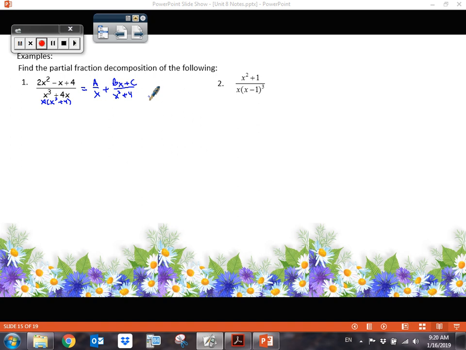Okay, the next step, we're actually going to multiply. We're going to clear the fractions. I'm going to take my denominator, x times x squared plus 4, over 1. I'm going to multiply by this denominator, and it's an equation, so I can do whatever I want, right? I can multiply by anything I want. I'm going to distribute this to each of those fractions to clear the denominator. So when I multiply this times my original fraction, I just get the numerator, 2x squared minus x plus 4.